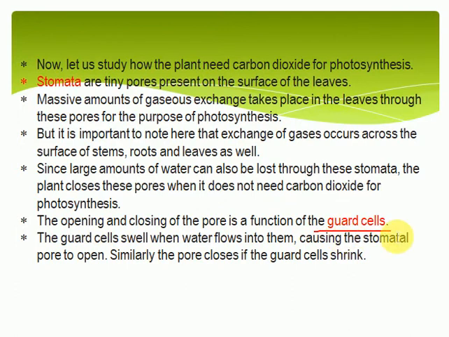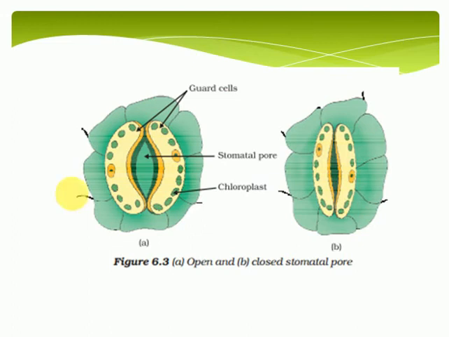The guard cells swell when water flows into them, causing the stomatal pore to open. Similarly, the pore closes if the guard cells shrink. Very important point. What is the meaning of this statement? When water is present in the guard cells, they swell up and the pore is open. But when water is not absorbed by the guard cells, they remain in a shrunken position and the pore remains closed.